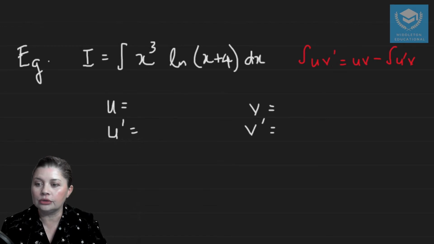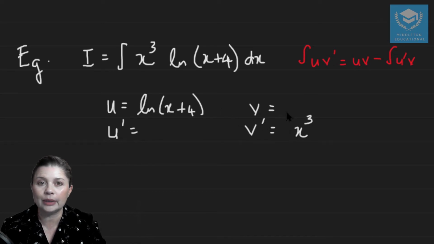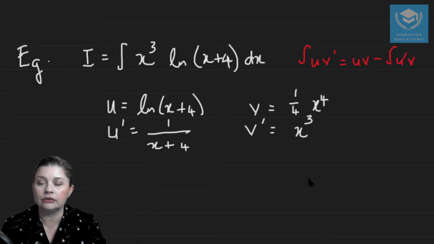So when we look at this, I'm going to choose u to be the natural log of x plus 4 and v dash to be x cubed. And the reason is, if I did it in reverse, if I chose v dash to be the natural log, I'm not going to be able to find the function v. So this is why I've done this. Then the derivative u dash is going to be 1 over x plus 4. And here you go from the derivative to your function, which means you need to integrate. So v is 1 over 4 x to the power 4.